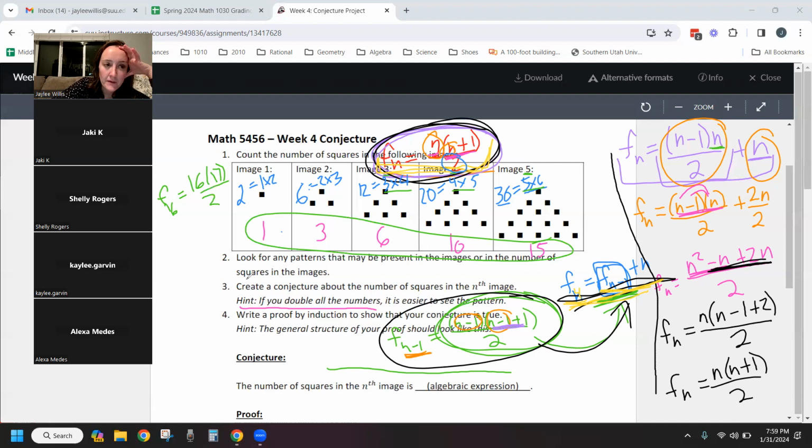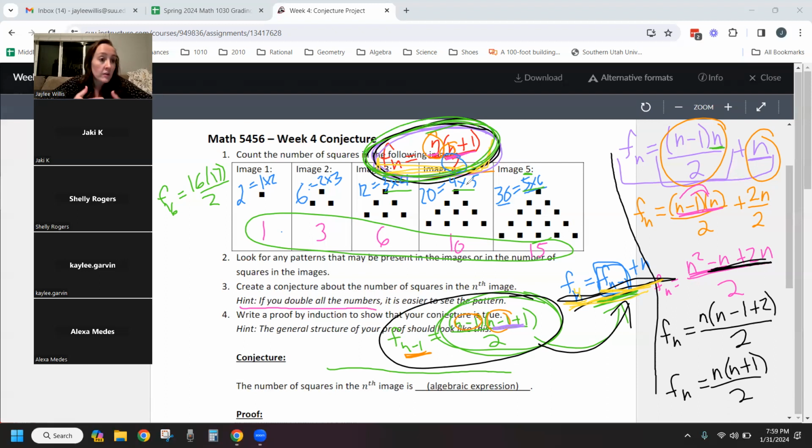Does that help? Okay, so now I can understand the F n, n times n plus 1 divided by 2. Awesome. Yeah, so you need both of the equations. You've got this explicit one, and the explicit one is the useful one. That's the one we're trying to prove.